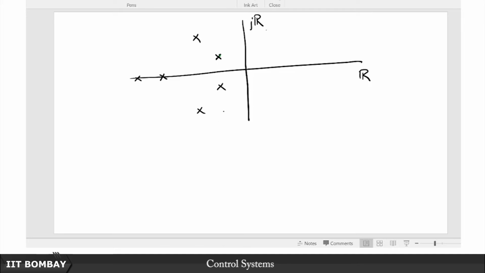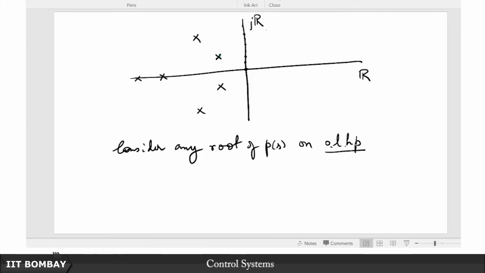Notice, this is the j omega axis. So suppose you keep taking discrete points on this j omega axis. Consider any pole. Why am I again calling it pole? It's a bad habit. Now I am concerned with a polynomial, so I should say root. Any root of P(s) in the open left half plane, which I am going to denote as OLHP in short.